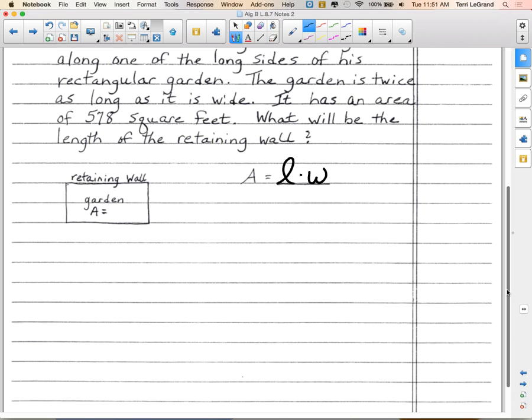Okay, well, let's fill that in over here. Apparently, I think that's going to be important information. That the area is 578. What else do we need to know? It's twice as long as it is wide. So instead of calling them L and W, we're going to give them some new names here. So what could we call this length that is twice as long as that width? Kind of sounds like the width is in charge here at the moment, isn't it?